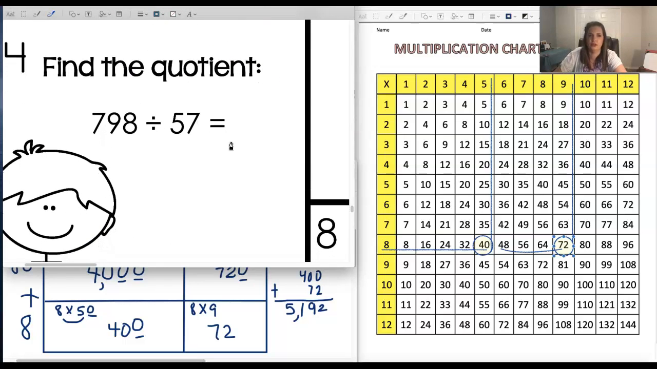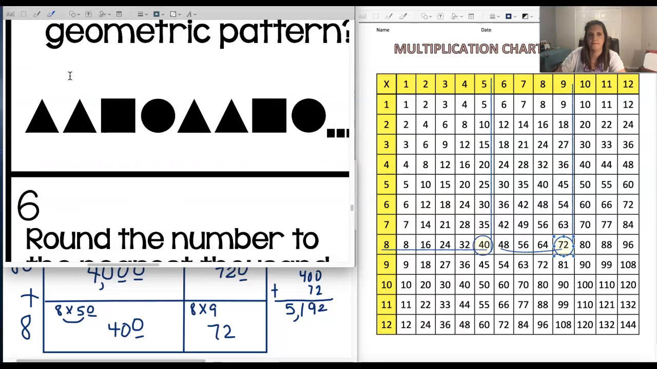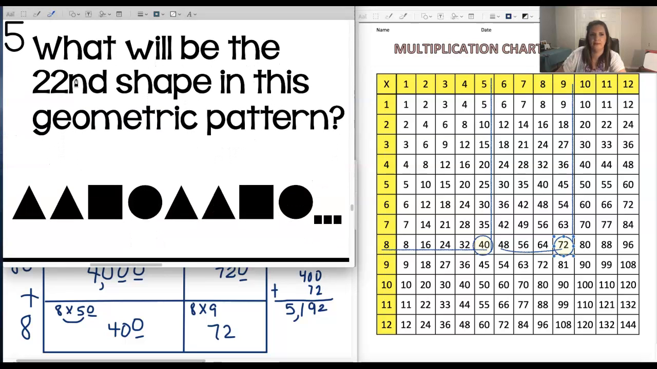Number 4, find the quotient. This is a division problem with a 2-digit divisor. We don't need to do a 2-digit divisor in 4th grade, so you can go ahead and cross this problem out and skip it. Let's go to question 5.